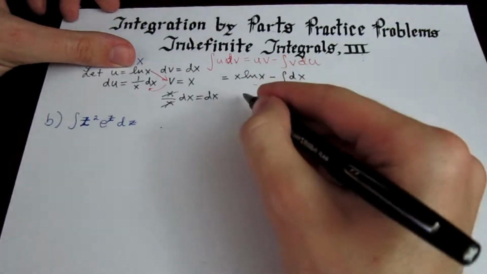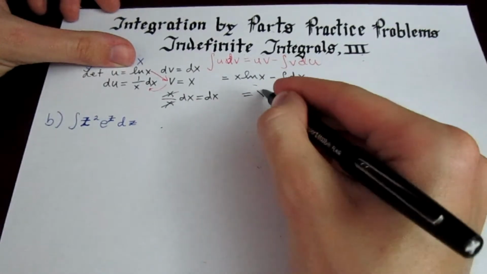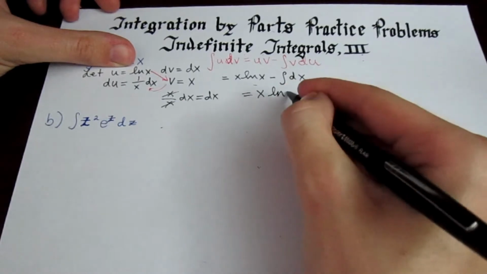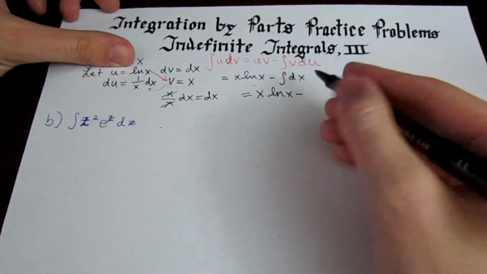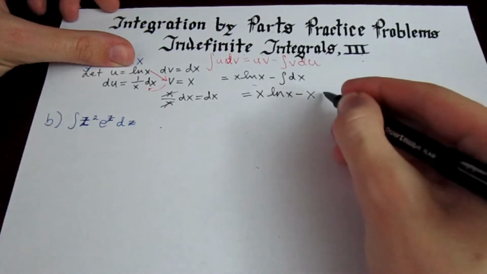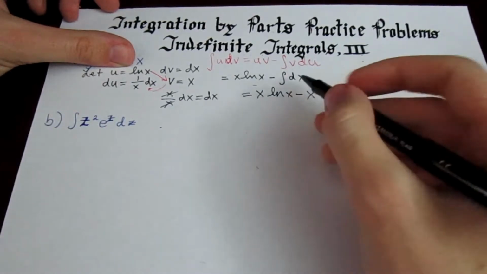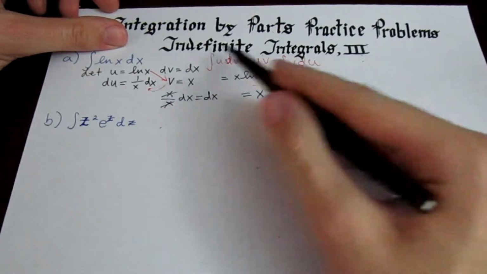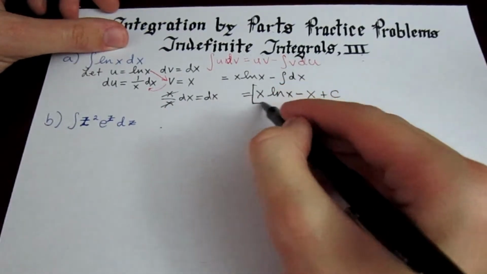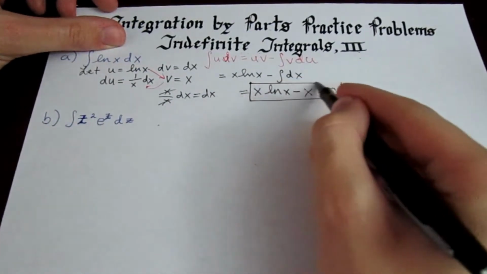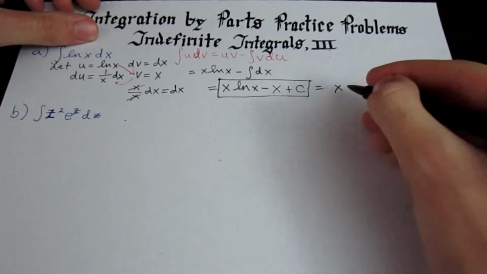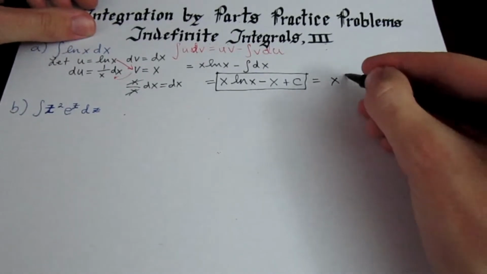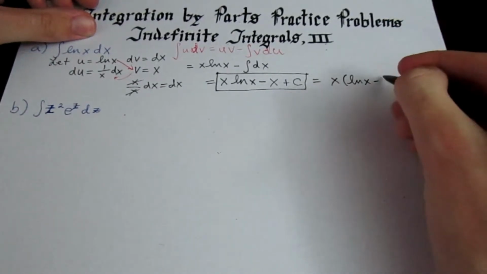And then we just solve from there. We have x ln of x minus the integral of dx, which is just x, plus C, since we're done integrating and it's an indefinite integral. That's the valid answer. Some people factor out the x, and we're left with this.